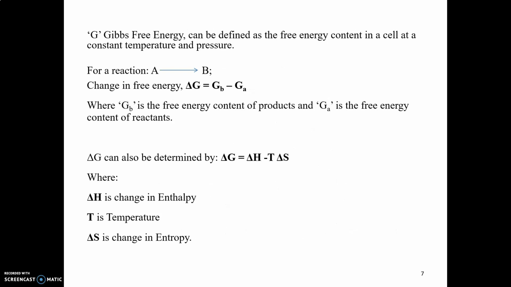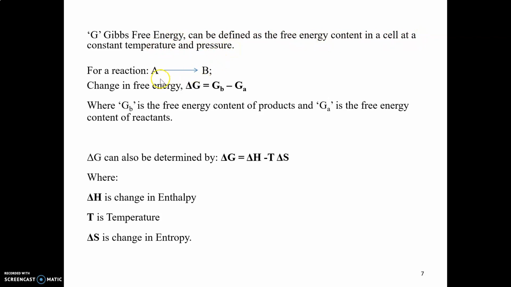Now, as I told you, we are going to use a thermodynamic function, free energy. What is this free energy? Suppose you consider 10 as the total energy available, if you are using only two parts of it, that is, the amount of energy that is used out of the total energy is known as the free energy. Okay. It is named after Gibbs as the Gibbs free energy, and it is defined as the free energy content in a cell at constant temperature and pressure.